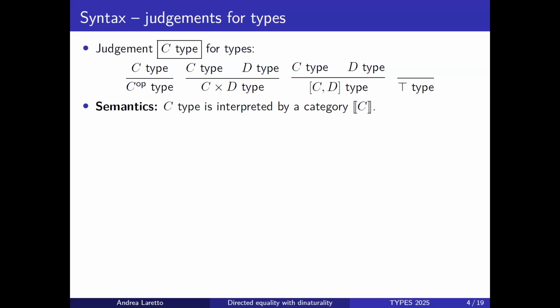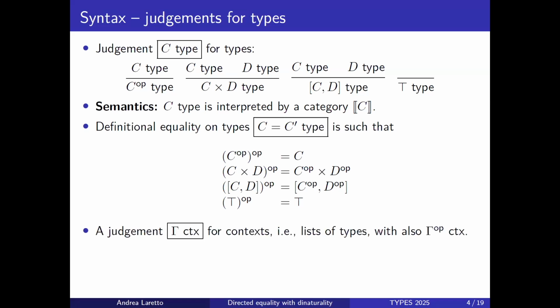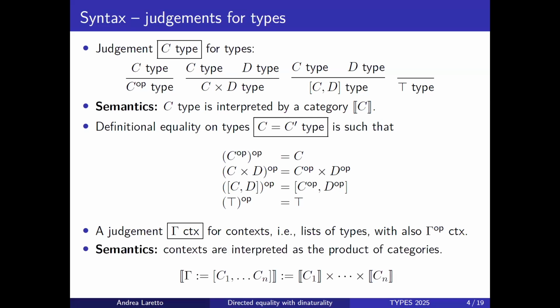So we have a judgment for types. If C is a type, C op is a type, product of types, functor category here, and the terminal category. Again, I'm saying these words because types are interpreted as categories, all pretty reasonable. Then you have a definitional equality, which are isomorphisms, which just distributes over everything in the nicest way possible. Then you have contexts, which are just these types, and also C op is a context. That's also reasonable. Then the semantics of contexts is that they're just products of categories. So you take the product of the interpretation of each category in the context.